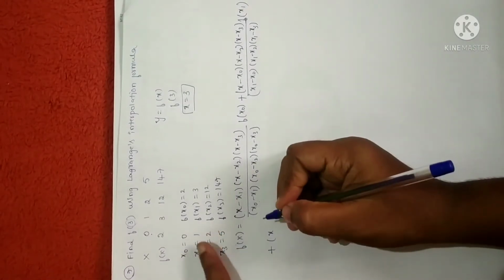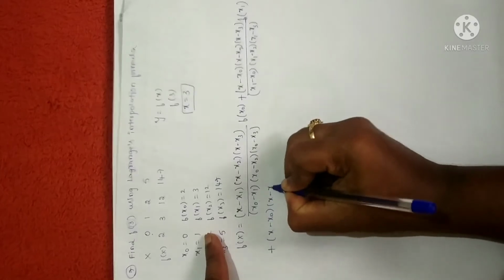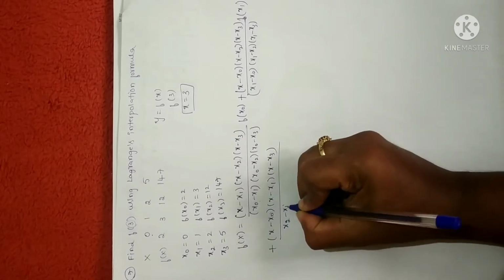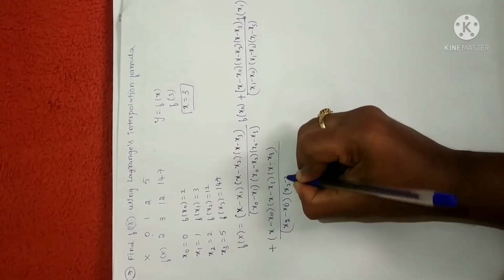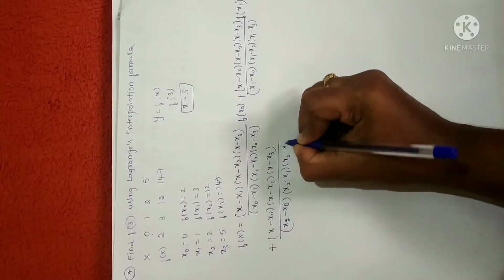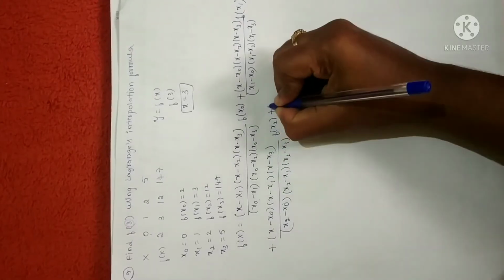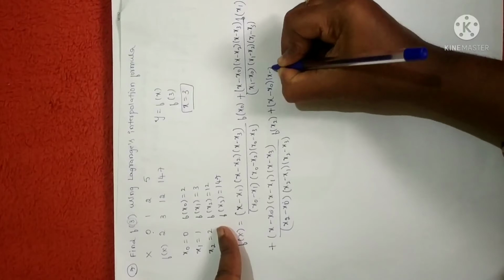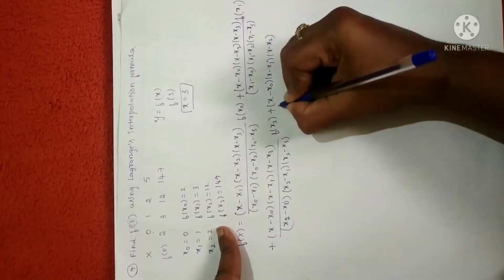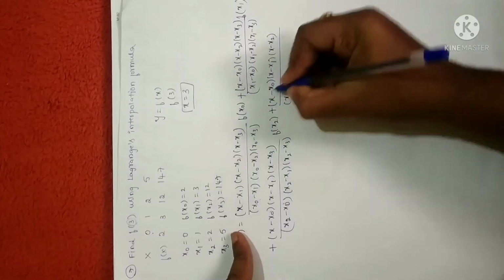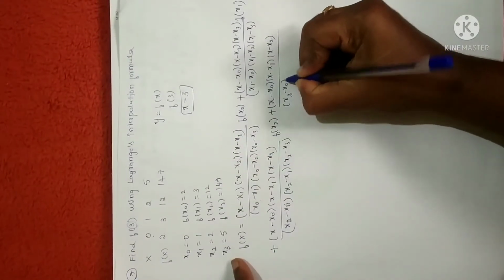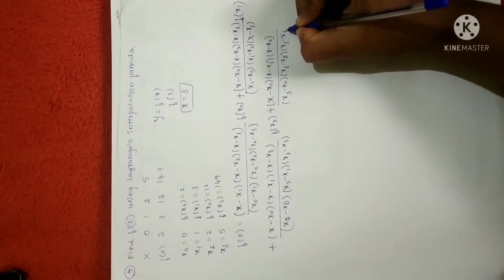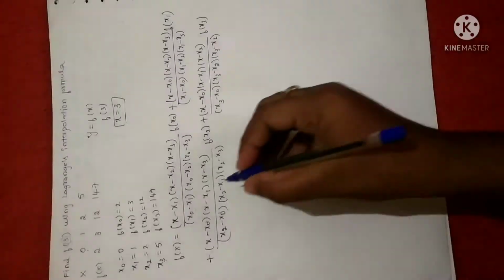Now let me write the third term. For the third term you have to leave x2: x minus x0, x minus x1, x minus x3, divided by x2 minus x0, x2 minus x1, x2 minus x3, into f of x2, plus the fourth term. Now we have to leave x3: x minus x0, x minus x1, x minus x2, divided by x3 minus x0, x3 minus x1, x3 minus x2, into f of x3. Need to substitute all the values.